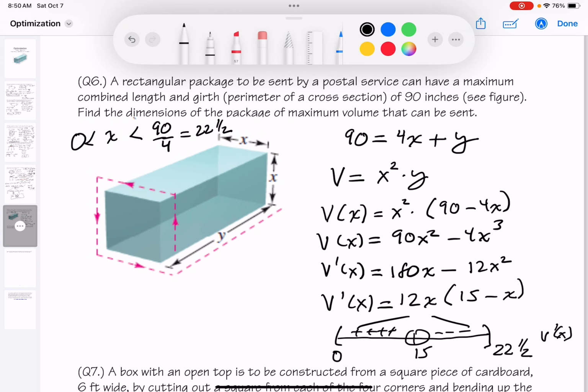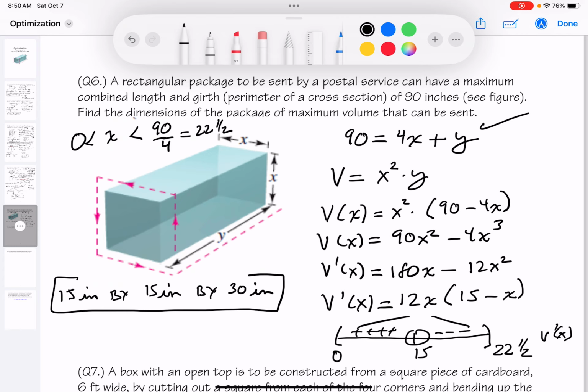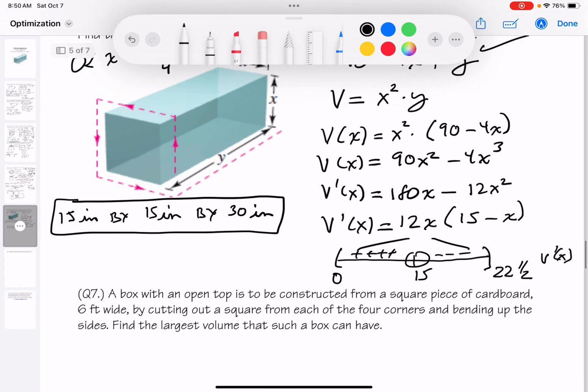So they're measuring in inches, by the way. So it's going to be 15 inches is what x is. By, and what's the length of that going to be? Well, I'm going to do this over here, and 4 times 15 is 60. 60 from 90 is 30, so it's going to be 30 inches. All right, 15 by 15 by 30. Let's go to the next one.